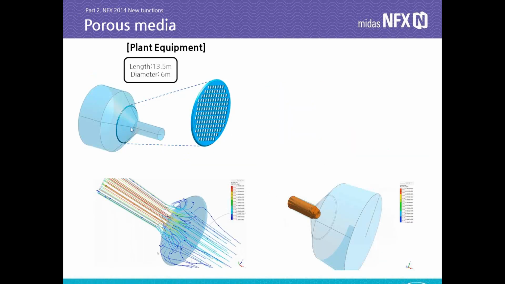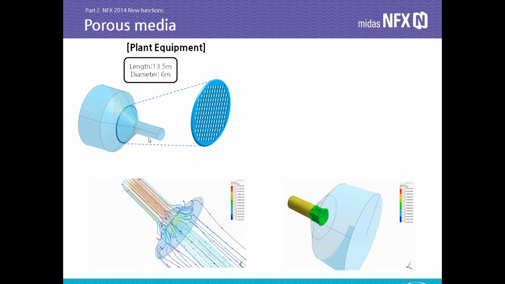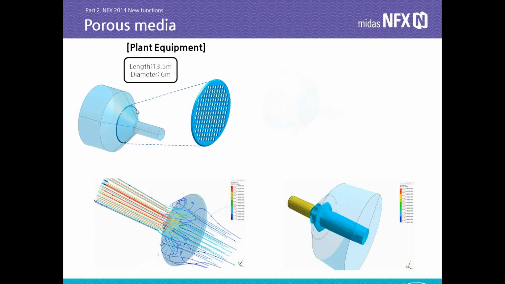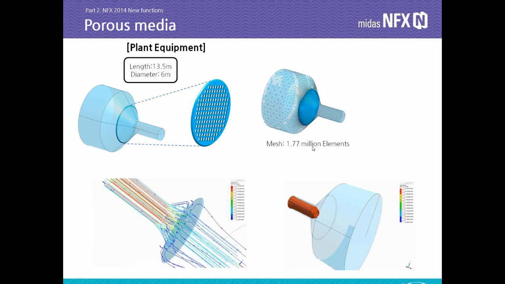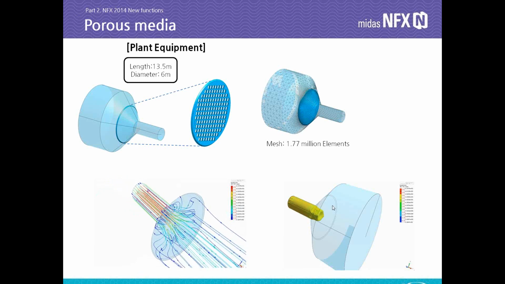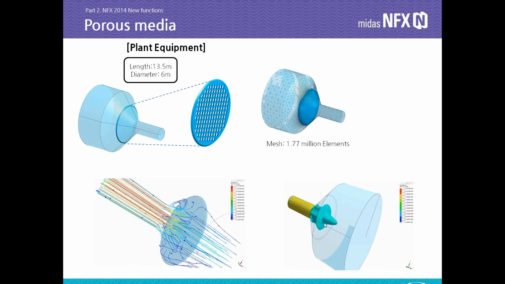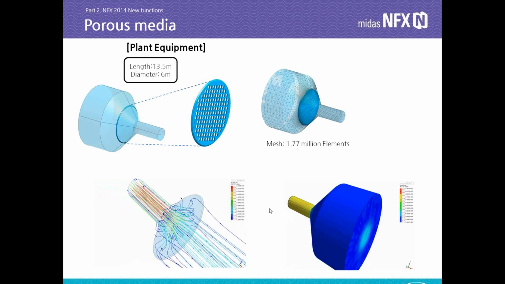Now, let's say we did some tests, and this is a kind of plant equipment. So you have a filter here of diameter 14 meter and diameter 6 meter. So the model is 1.7 million elements, and we did the test with this porous media, and you have a small animation here. We show you that the thread is actually stopped by the porous media, and then the velocity is decreased.